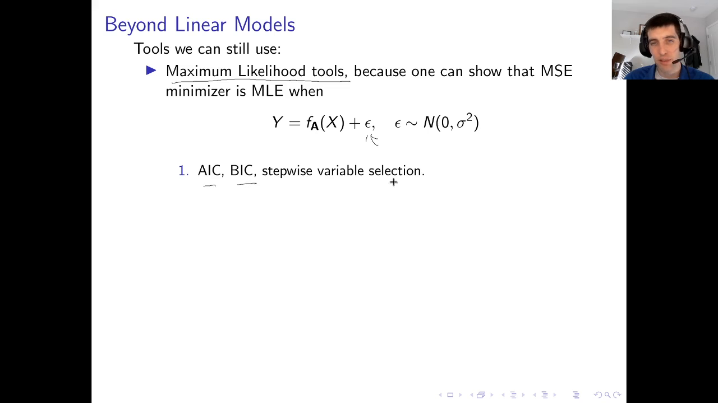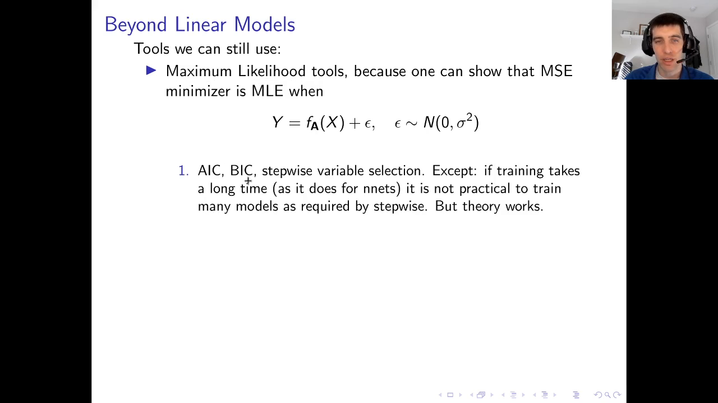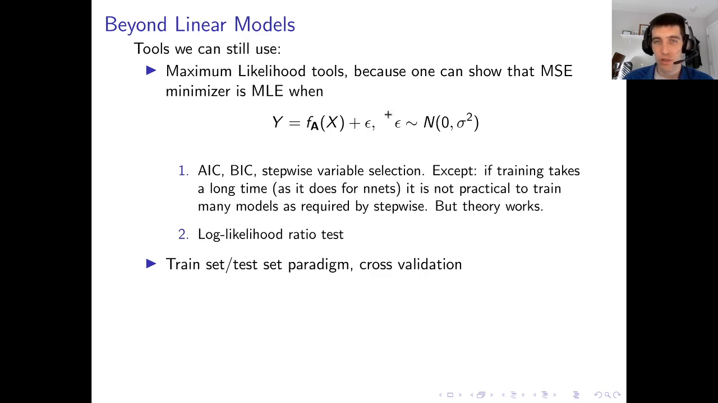AIC, BIC, stepwise variable selection with these tools. These rely on maximum likelihood estimation under the hood. Because training usually takes a long time in neural networks, it's not practical to train many models using this stepwise selection because you have to train and retrain at every step. The theory works, but it's not practical when your training takes longer. The log likelihood ratio test is still valid, again, assuming you can justify this claim here.